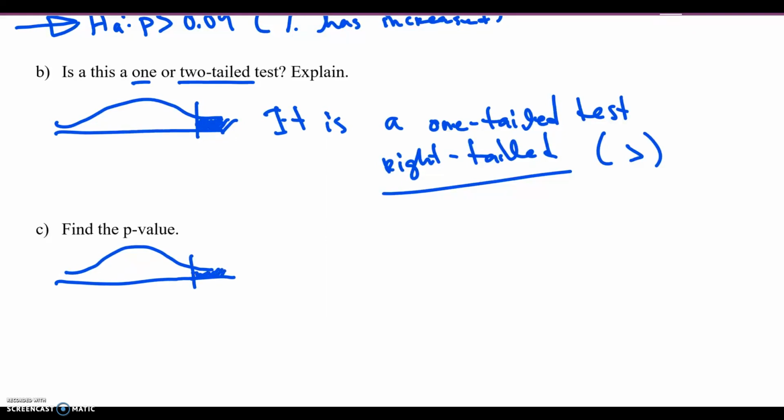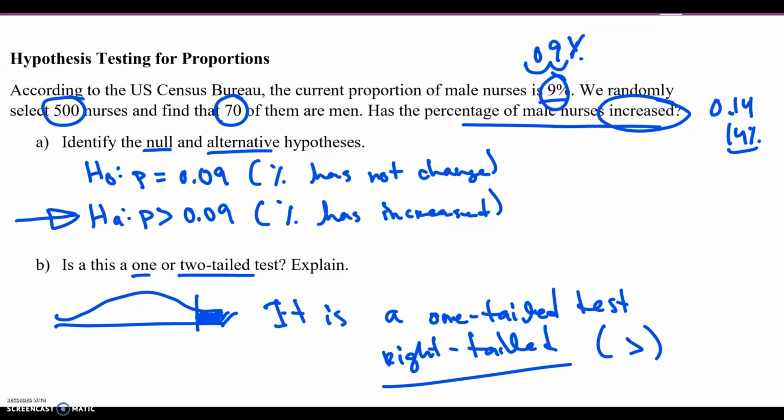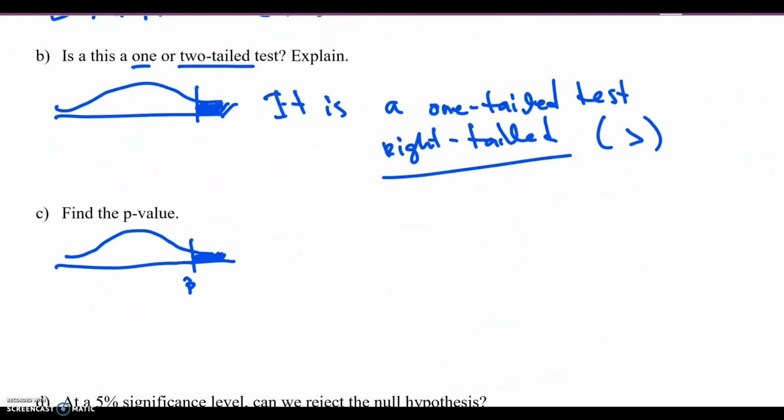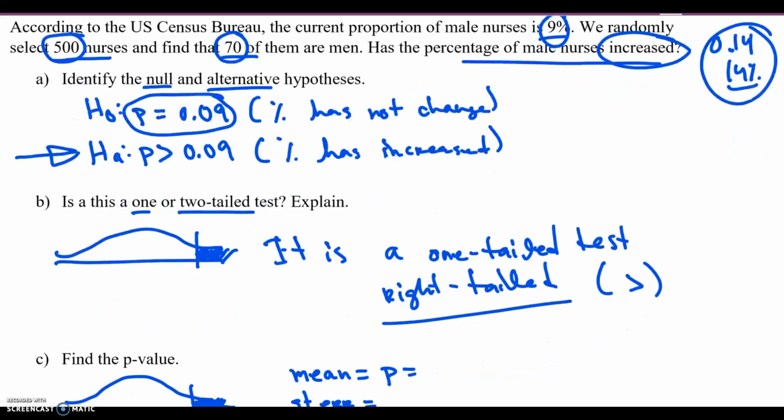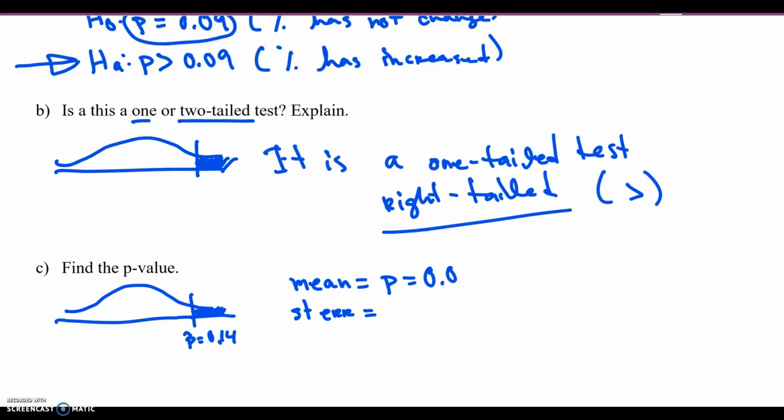Now we know what this test is, and we know what our data is. The data that we gathered, our p-hat, was 70 out of 500 nurses, which we said was 0.14. So p-hat is equal to 0.14. Before we can figure out our p-value, remember that we need to figure out the mean and also the standard deviation, or standard error. And those we actually know. The mean is just p. What was p? Our p is under the null hypothesis. We wrote it down here. That's just 0.09. So the mean is 0.09.